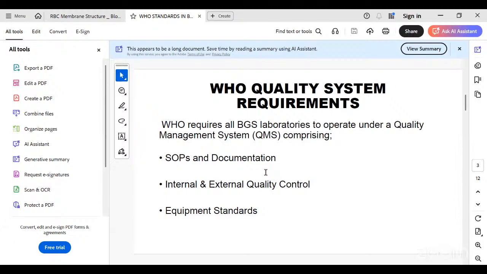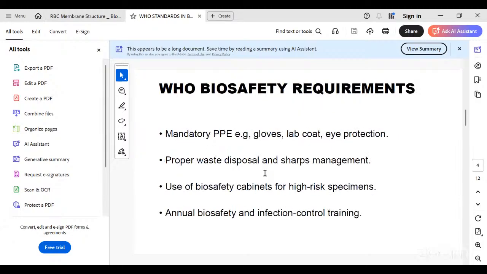We have to do this, especially the external control, which is supposed to be done minimally once in a year. Internal control, of course, we have to do more often. Then equipment standardization is talking about calibration of our equipment, the centrifuge and other machines or equipment that we use. They should be properly calibrated, properly controlled, and should be retired as and when due.